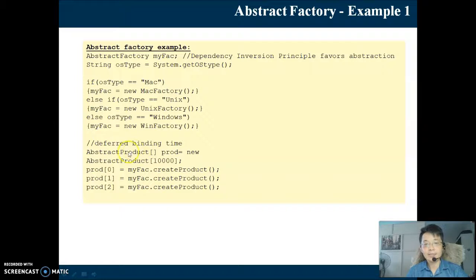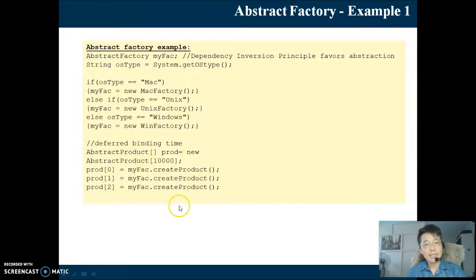Then only the graphical user interface widgets such as buttons, sliding bar, tables, text fields, these are the products. Then only these products will be generated by the factory. If it is a Windows factory, it will generate Windows widgets. If it is a Unix factory, it will generate Unix widgets. And if it is a Macintosh factory, it will generate Macintosh widgets.